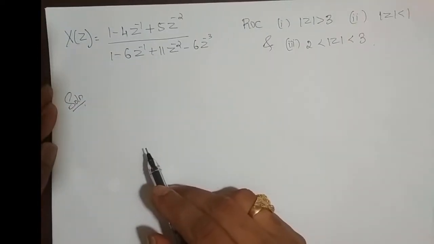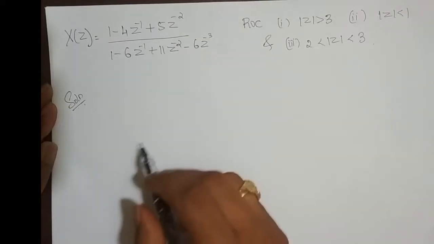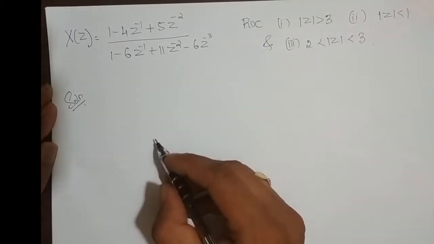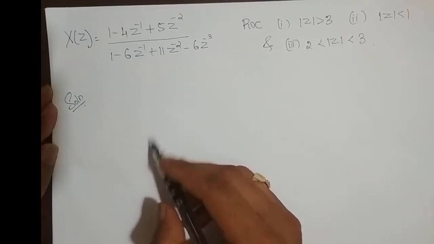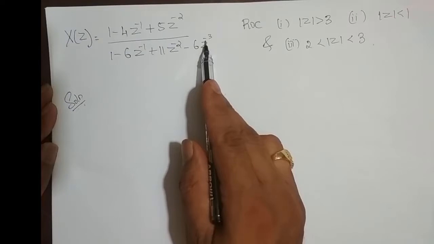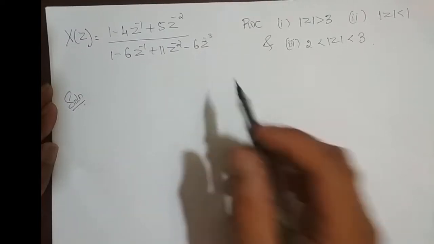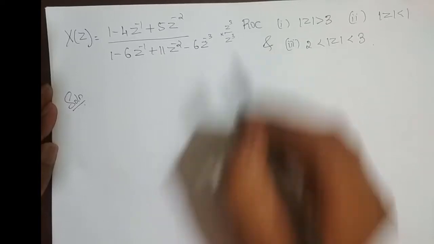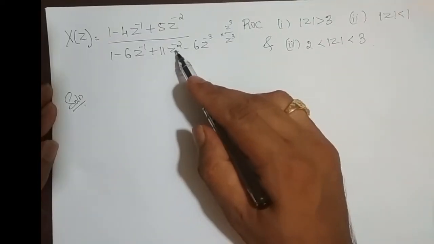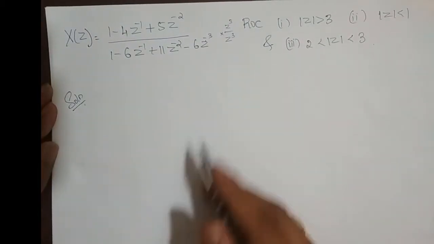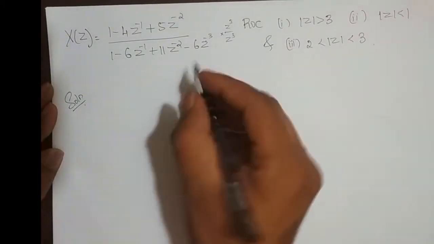First step is I need to make sure that the power of z is positive. Here the power of z is not positive, so I need to make it positive. How do we do that? You have to see the highest degree in the negative form. It is z power minus 3, right? So I have to multiply numerator and denominator by z cube. In case the highest power is z to the power minus 2, then you have to multiply numerator and denominator by z square, and so on.